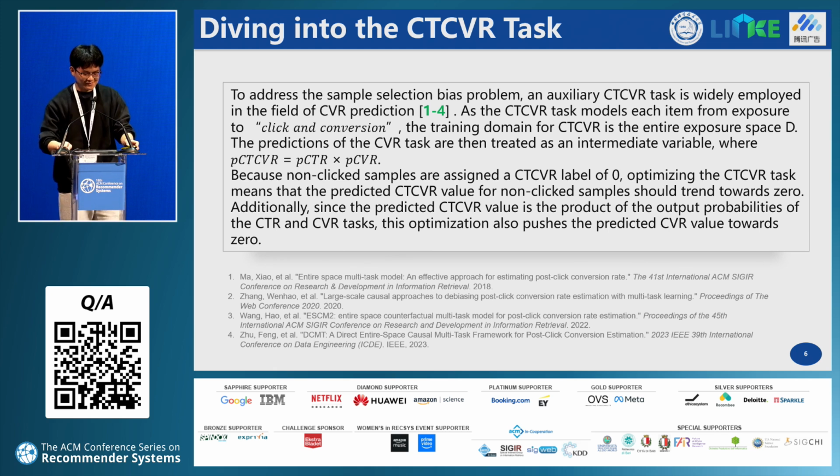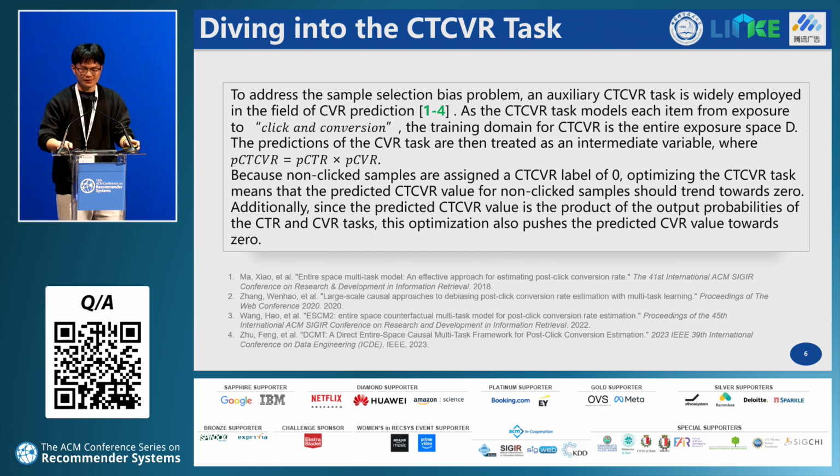However, let's think about this CTCVR task. The intuition behind this task is that we can sample the CVR task in the entire space. And this, to some extent, alleviates the sample selection bias problem and the data sparsity problem. However, all these exposed yet non-click samples are actually regarded as negative in this task, because the CTCVR probability is the product of the CTR task and the CVR task. And all the non-click samples are assigned a CTCVR label of 0.